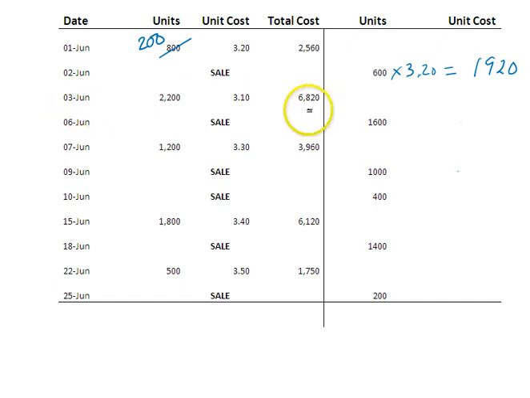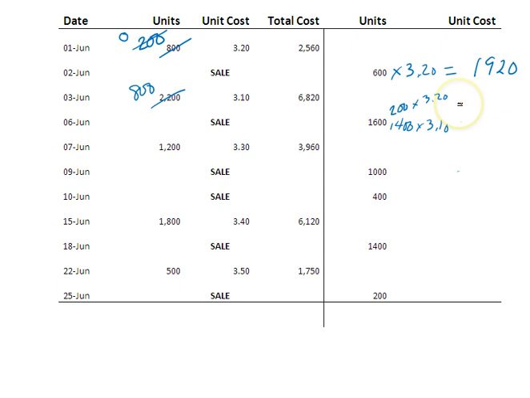Then June 3rd, we have another purchase. No decision there. June 6th, we had a sale. We sold 1,600. So now we have a decision. Which 1,600 did we sell? Well, the first ones in were those 200. So we sold 200 of those, leaving zero. So this will get a little bit messy here, but we sold 200 times 320. And the other 1,400 came from here, right? So we sold 1,400 at 310. And that leaves us 800 in ending inventory.